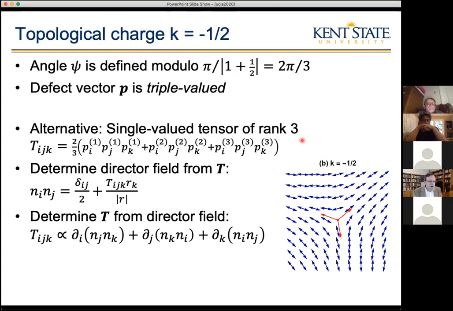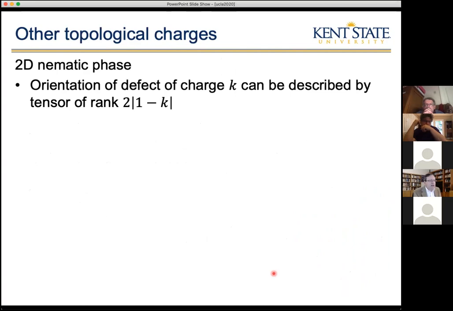Okay, so here is a way of characterizing this triad kind of order. And then we could generalize it to any topological defect in a 2D nematic phase and say, yeah, any defect gets a tensor of a certain rank. And this is the appropriate rank for the tensor: 2 times the absolute value of 1 minus k, where k is the topological charge. And so charge +1 is the special case, because that's where this is a scalar.